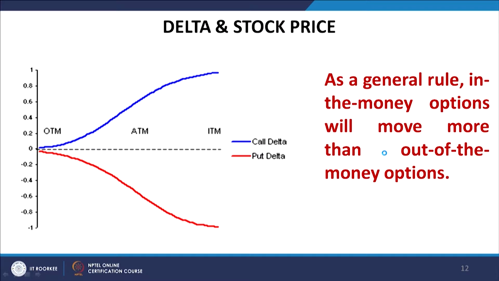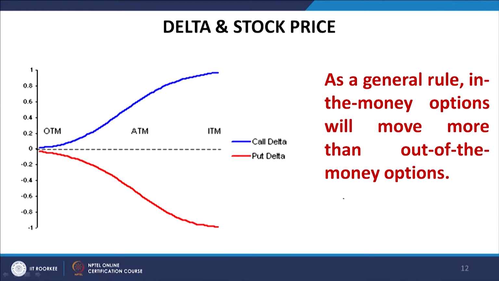We have options which are out of the money, when, for example, the call is written at 50 and the stock price is at 0 or 10 or 20. Suppose the strike price is 50, K equals 50, and the current stock price is say 10. What will happen if the stock price increases from 10 to 11? Will it significantly affect the probability of the exercise of the option?